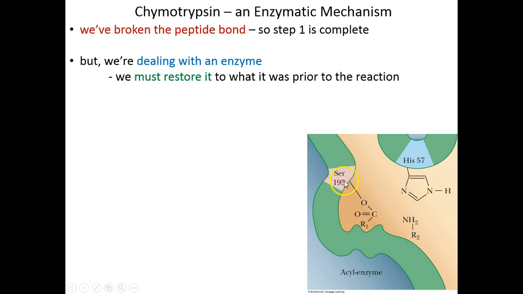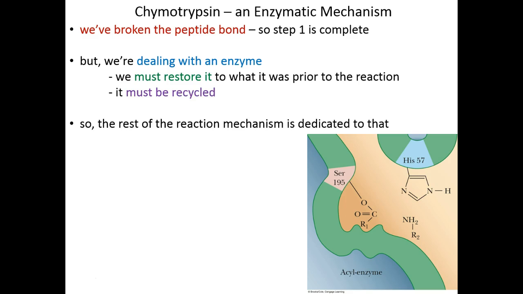When we started this reaction, serine was made up of nothing more than a hydroxyl group, and now it has half of the substrate protein stuck to it. We have to restore the enzyme to what it was before. We must recycle it. So the rest of the enzymatic mechanism is dedicated to doing just that, restoring the active site back to where it was.